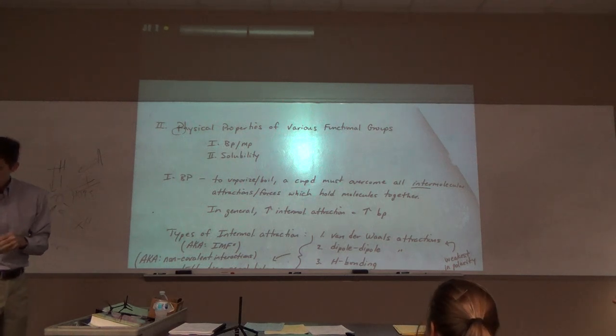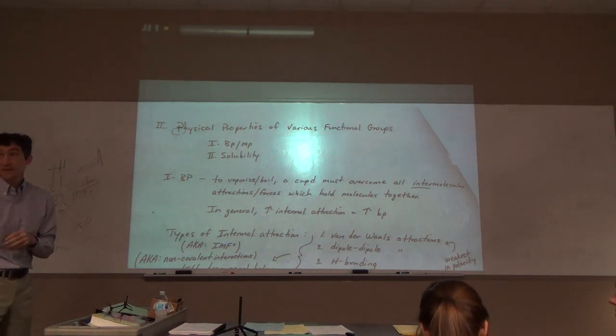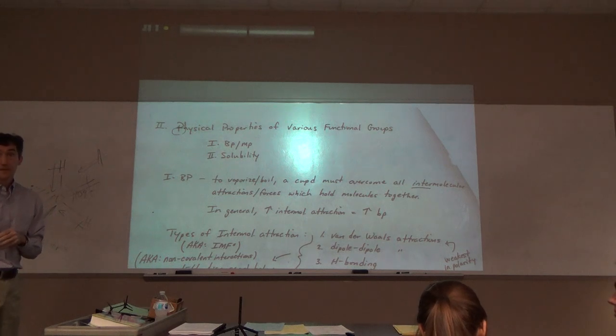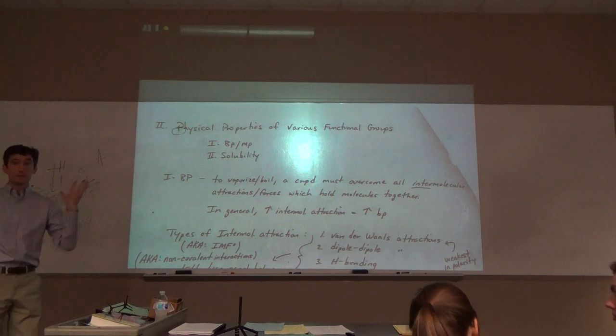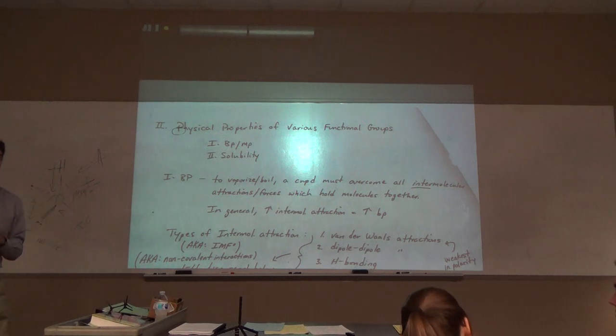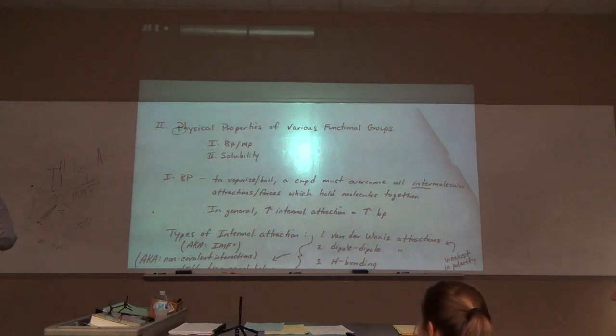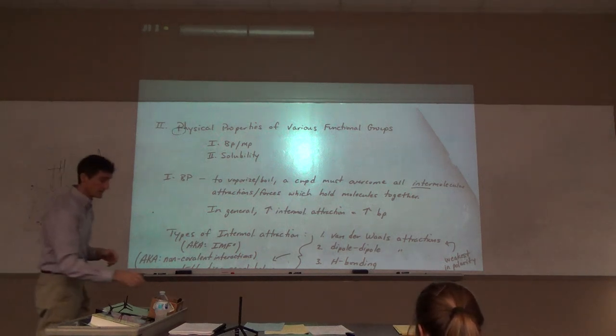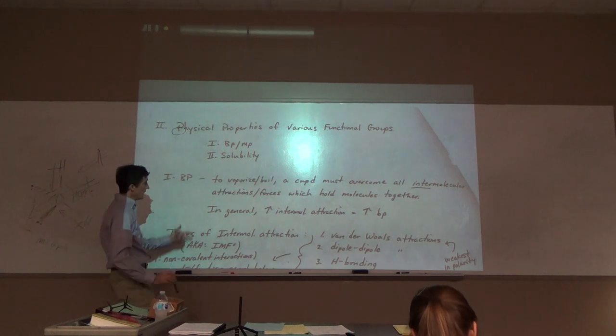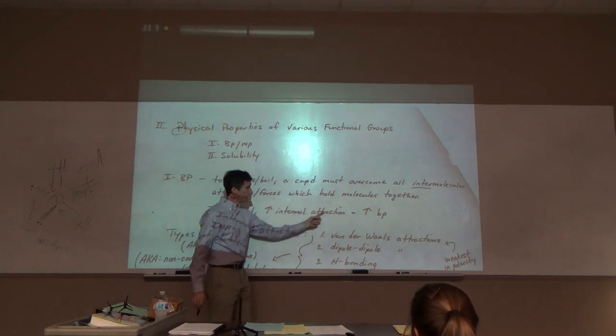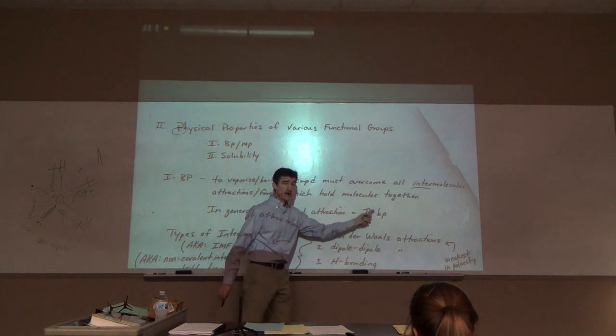Or maybe we can interact just like this. That's going to be kind of weak. That would be easy to overcome. A little bit of energy, and we can boil. But if we were super glued together with lots of non-covalent interactions, you're going to need more heat to overcome that, more energy to break those interactions. In general, more intermolecular attraction leads to higher boiling point.